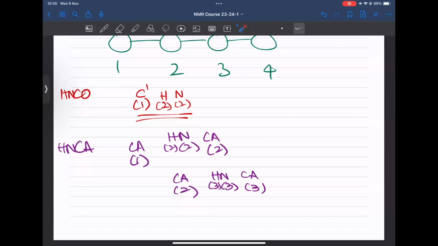Okay, I hope this gives you an idea, when you have a long chain polymer, how this three-dimensional NMR experiment of HNCA will help you get assignments for every residue, right? This is essentially how we end up getting the chemical shift for each peak in the two-dimensional NMR experiment.